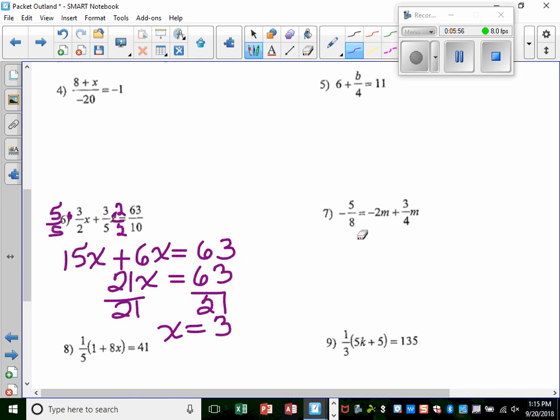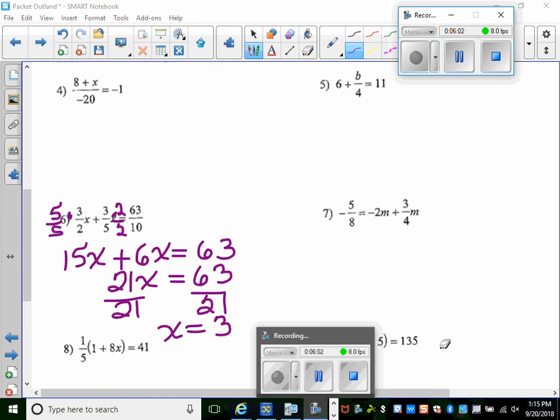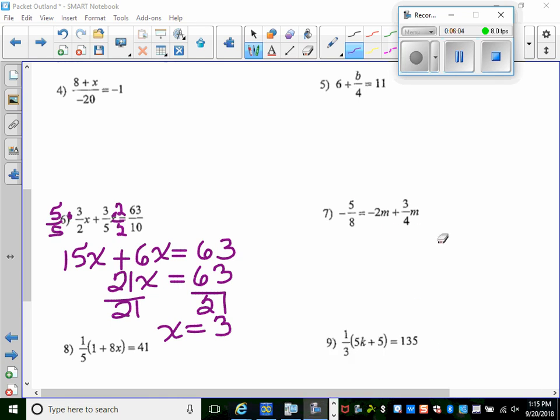All right, let's do number 7. All right, the common denominator for this one would be 8. So I'm just going to go ahead and write this over 1. And I do not need to change the first fraction because it already has the correct denominator of 8. So I'm just going to bring down that negative 5.